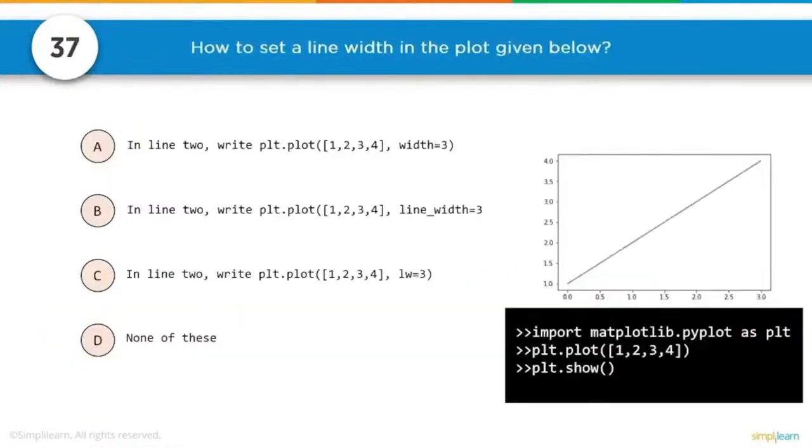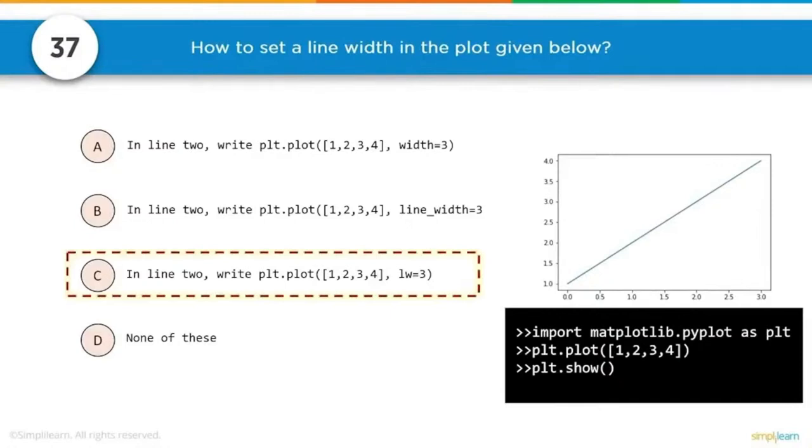Number 37. How to set a line width in a plot given below. So looking at this, we have import matplotlib.pyplot as plt, and you should know your way around this, how to do a plot in there. plt.plot 1, 2, 3, 4, plt.show. And so this is a little bit of a vocabulary test. The options are width equals 3, linewidth equals 3, lw equals 3, or something else. And the vocabulary word that we're looking for is lw equals 3, which stands for line width in the pyplot library.